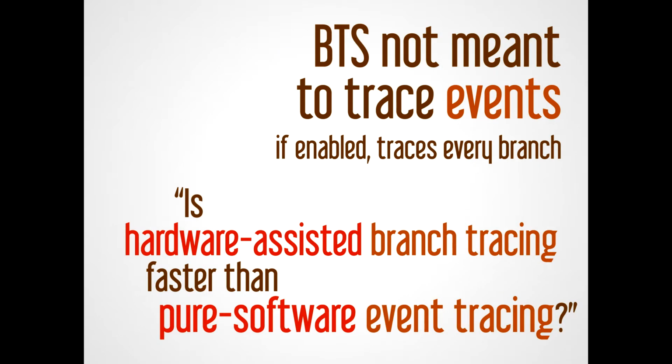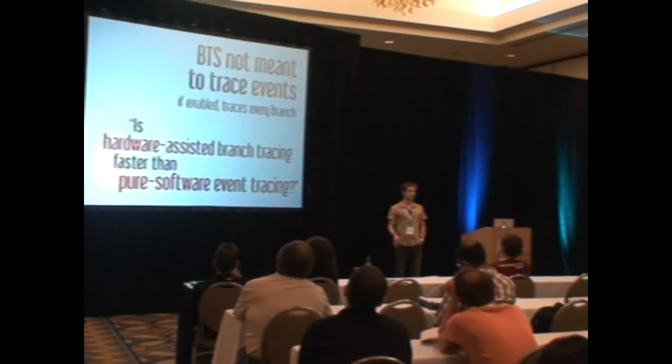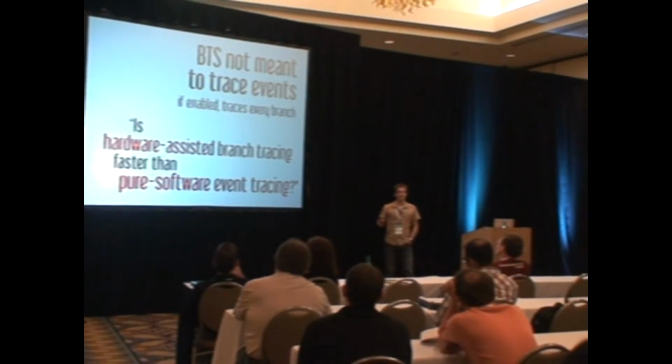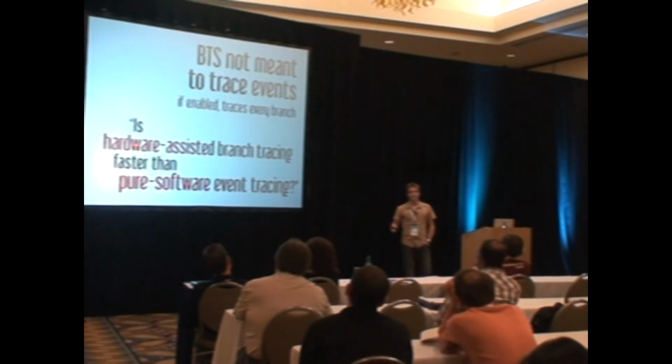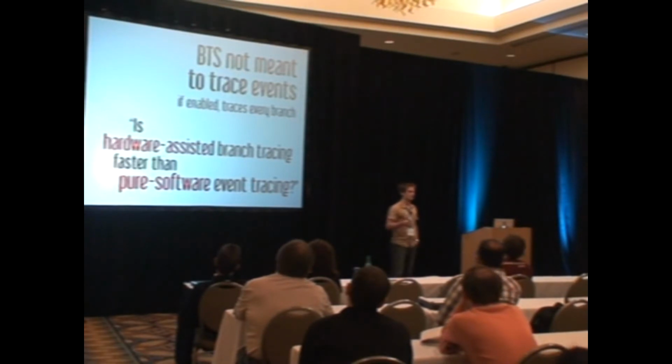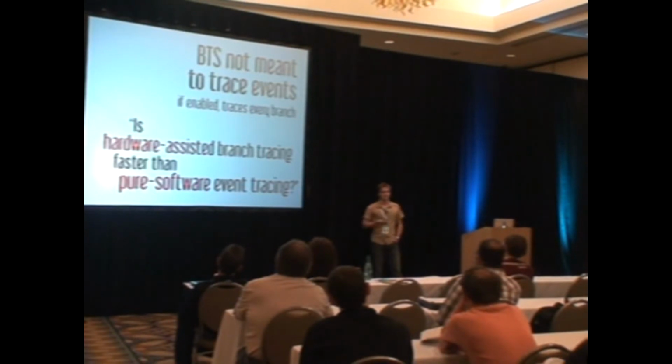So as we said, BTS is not meant to trace events. If you enable it, it will trace everything, and the ETM hack is not possible here. Still, we wanted to measure performance, so we asked ourselves the question: is tracing everything with hardware faster than tracing just events with software? Because it could be. Using hardware, you have dedicated resources. It can go faster. And if we can get every event recorded in a file faster than recording just events by software, we have the data we want. We have more, but we have it, so it could be interesting.